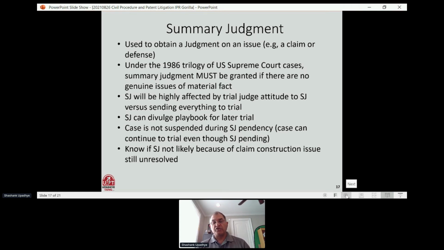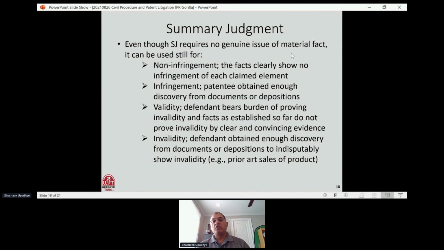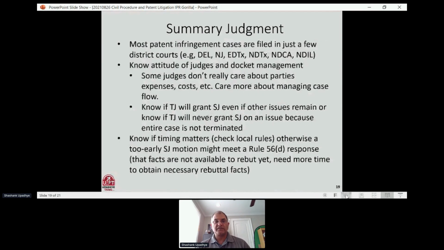And you should also know if summary judgment is not likely because there are pending claim construction issues that are still unresolved. So for summary judgment, even though it requires no genuine issues of material fact, it can still be used to show non-infringement. The facts clearly show there's no infringement of each claimed element. For infringement, patentees obtain enough documents, or through depositions, to show that there is an infringement, and similarly through validity and invalidity, it's just the opposite. And summary judgment can be a powerful tool to help narrow a patent litigation case.